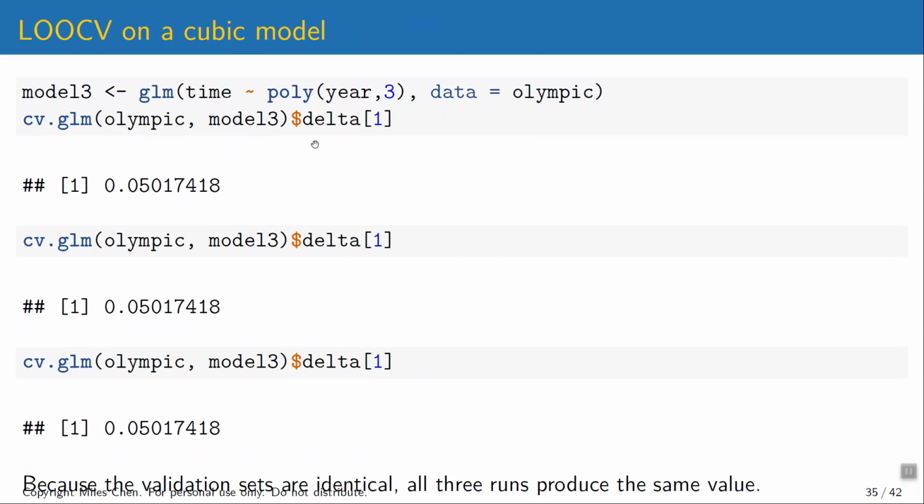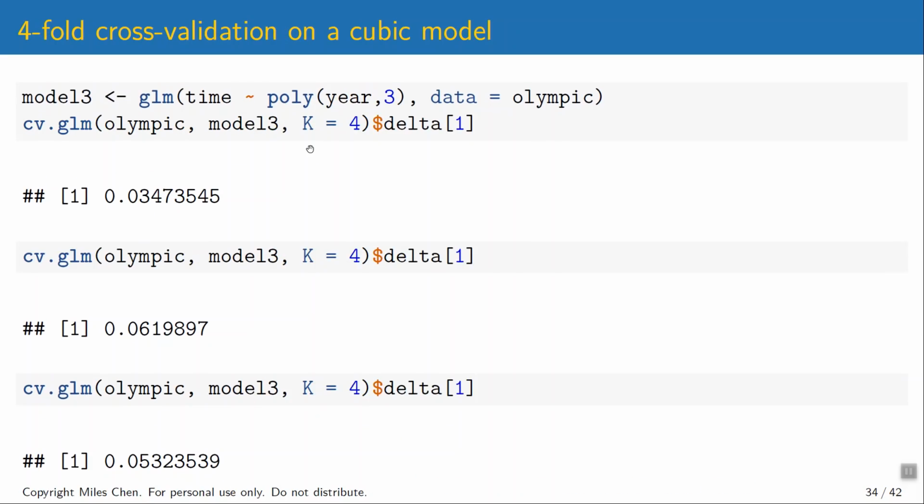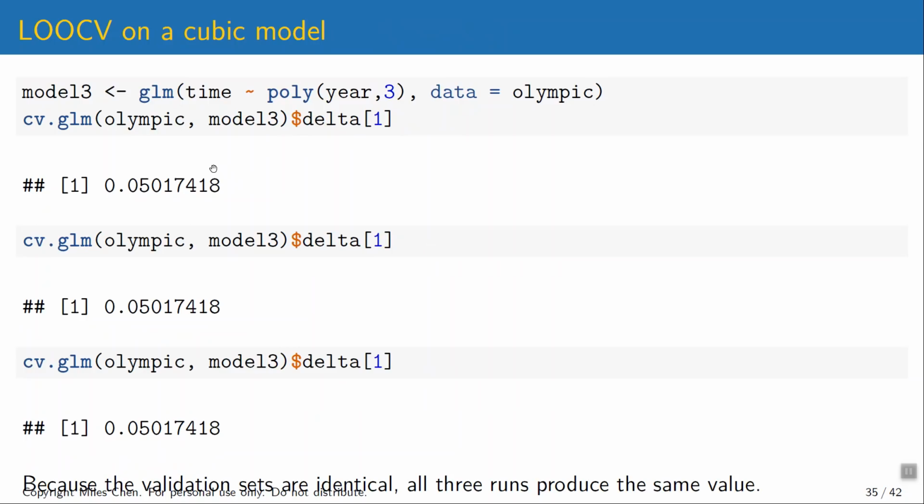And here, if I don't specify k equals 4, this will perform leave one out cross-validation, and you can see that every single time I run it, I get identical results, because the validation sets are exactly the same every single time. And with a data set of 28, you don't even notice the difference in the running.